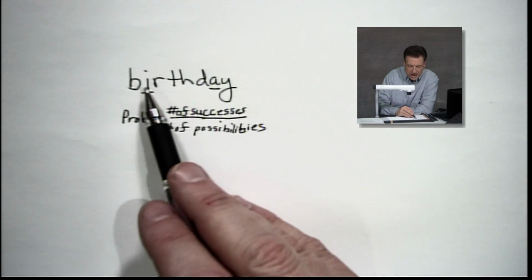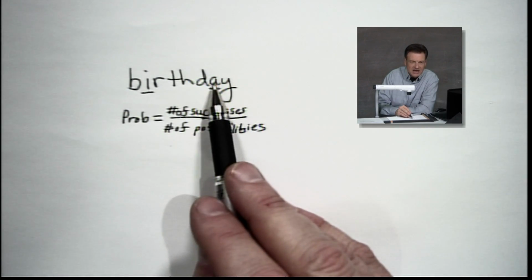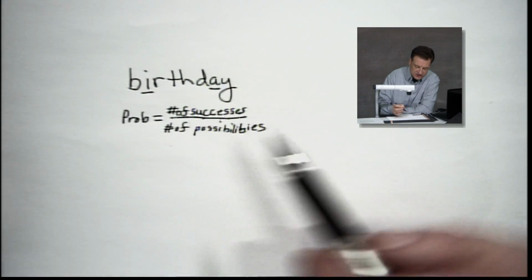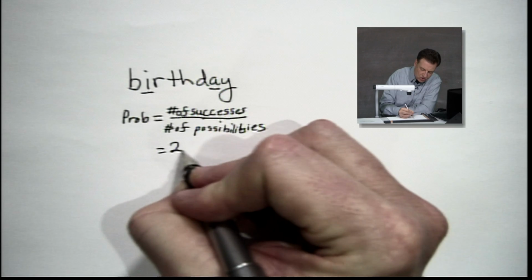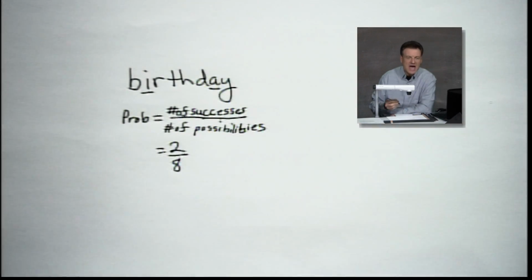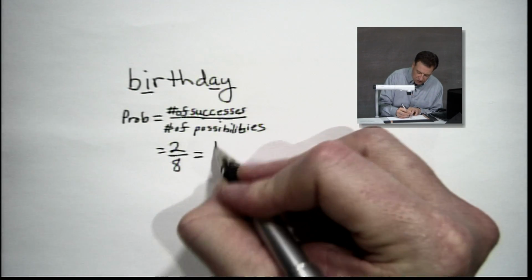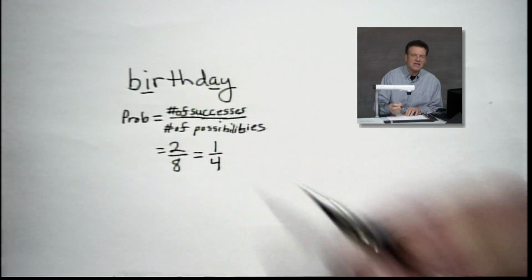Anyway, we have two vowels, A and I, and we've got 8 letters all together in this word. So basically, we're looking at 2 successes for vowels out of 8 possible letters, all right? That's the whole deal with probability. Now you say, is that all there is? Well, not totally. We can reduce that down to 1/4, make life a little bit easier on us.